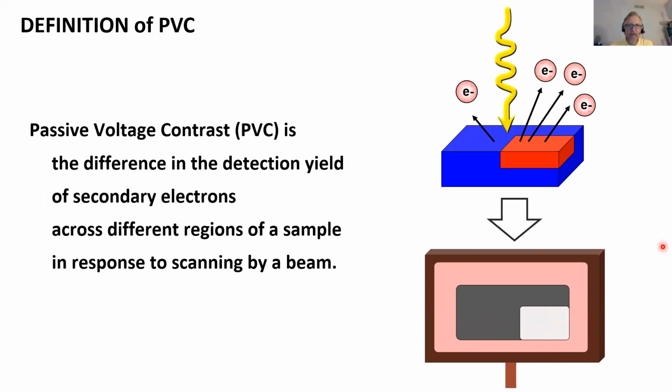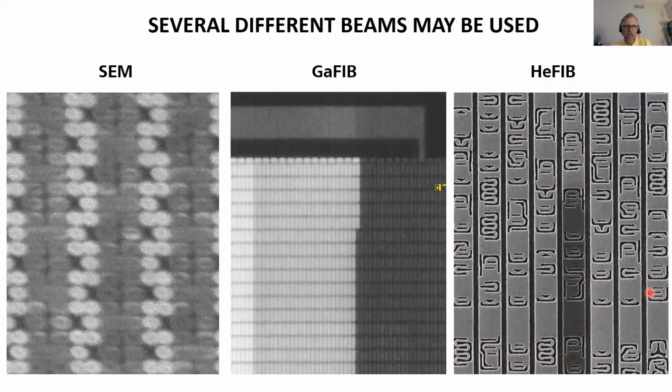The definition is: PVC is the difference in the detection yield of secondary electrons across different regions of a sample in response to scanning by a beam. Several different beams have been used. The SEM for electrons, also gallium and helium FIB.